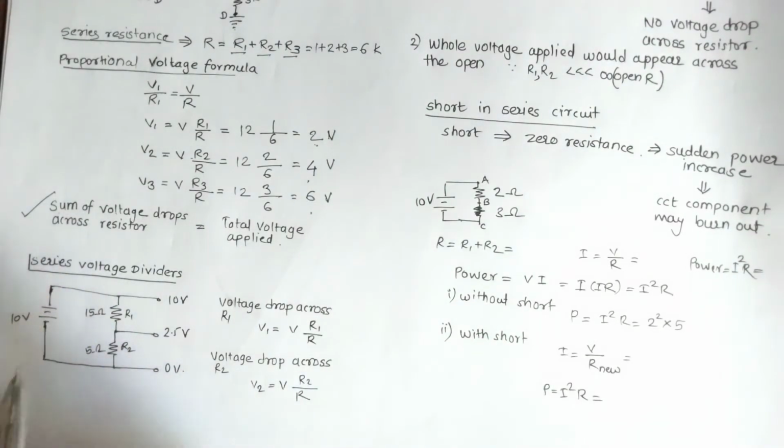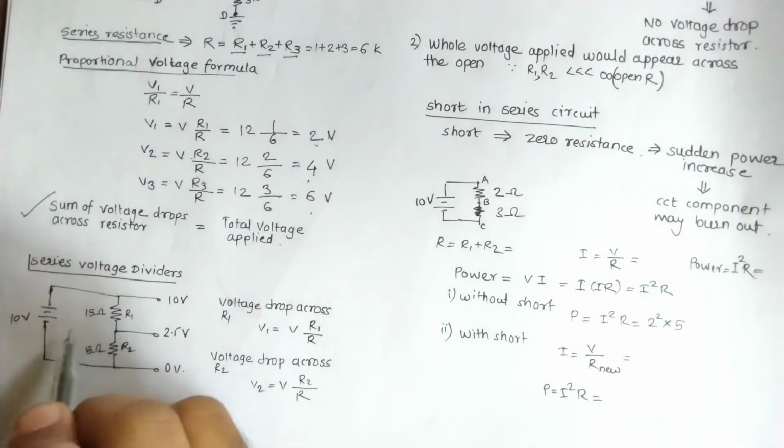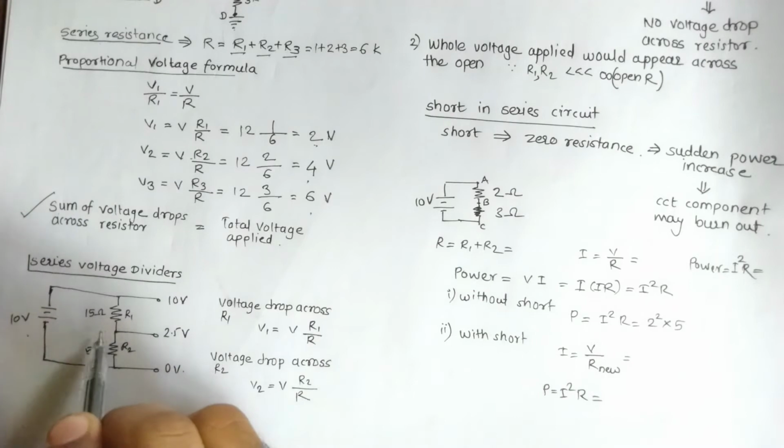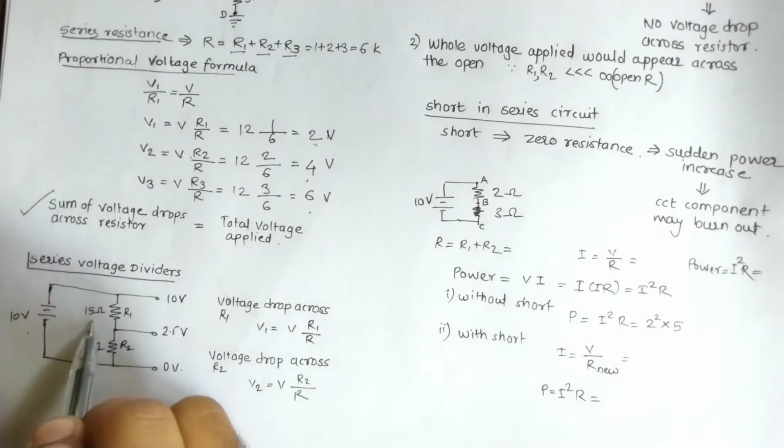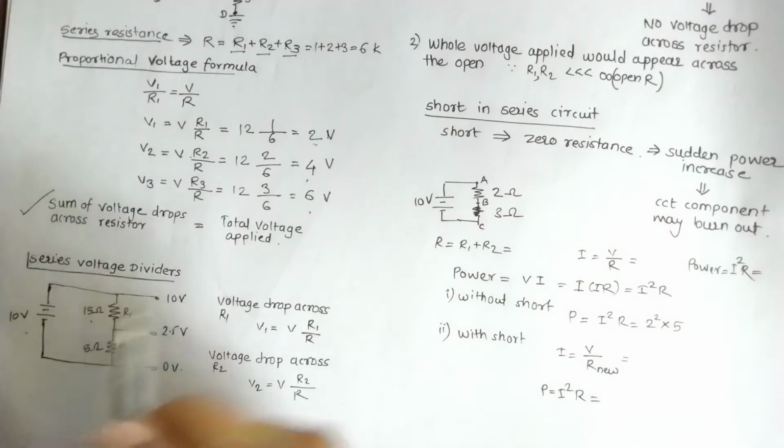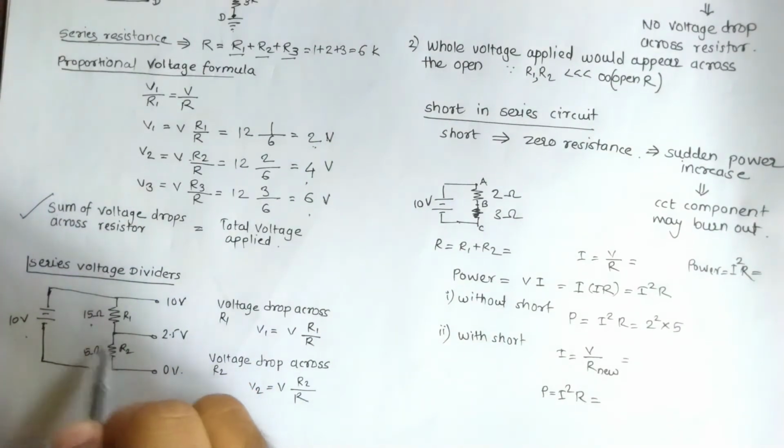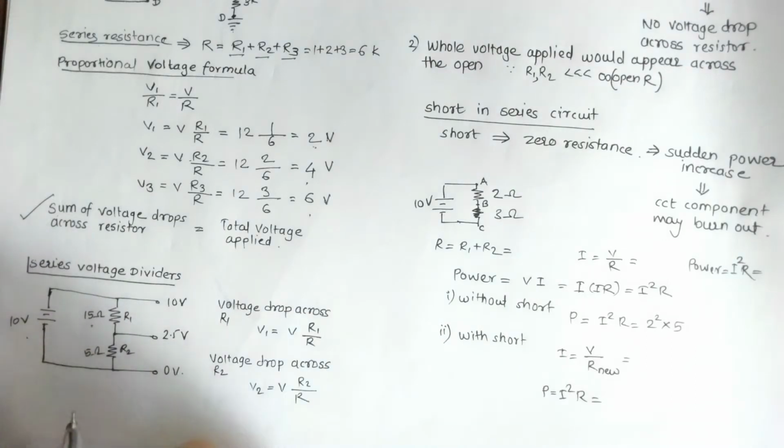For the series voltage divider, we will take a similar kind of diagram but with a different voltage and different resistors. So here R1 is 15 ohm, R2 is 5 ohm. Let's find out the voltage drop across this resistor. So what is voltage drop? As we know, resistance opposes the current. So some of the voltage applied across this resistor will drop because of this resistance, right? So we have to find out the voltage drop across this.